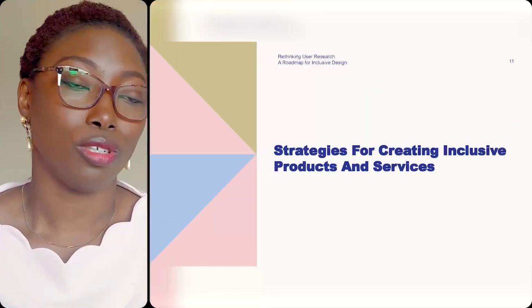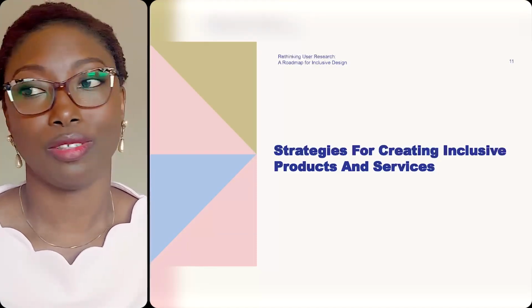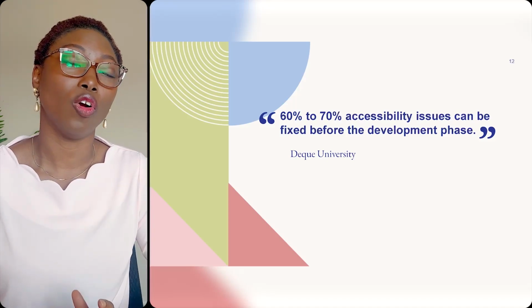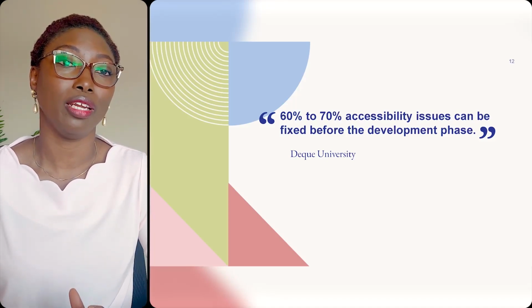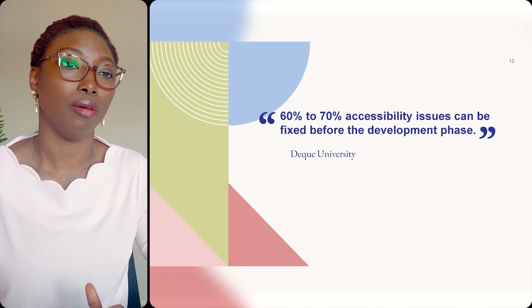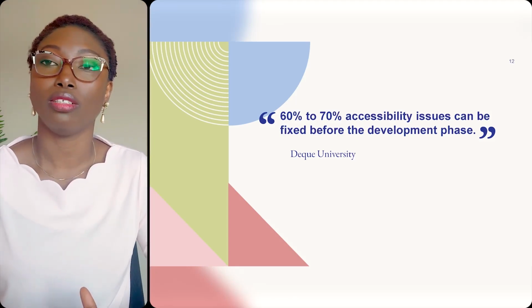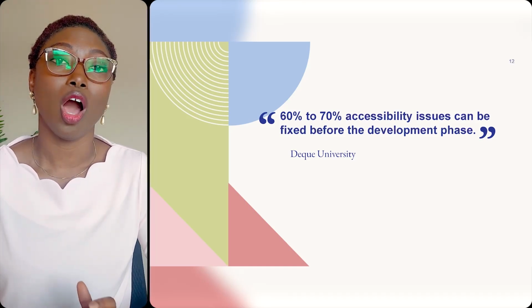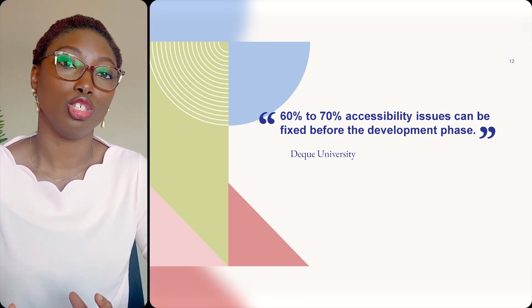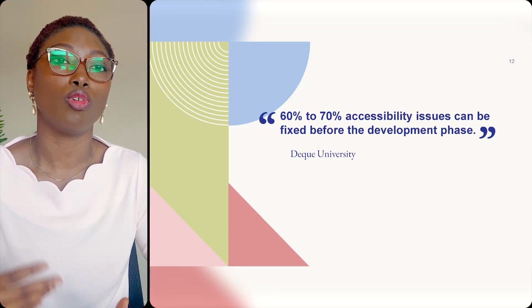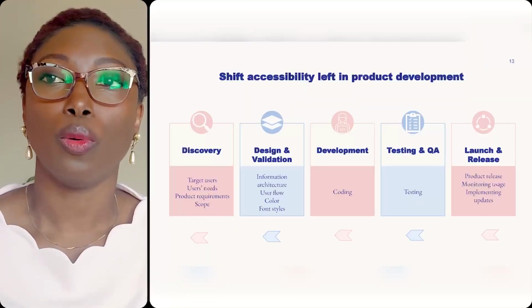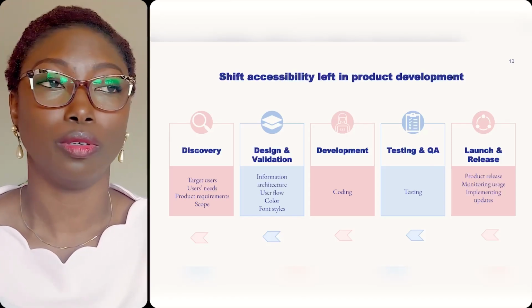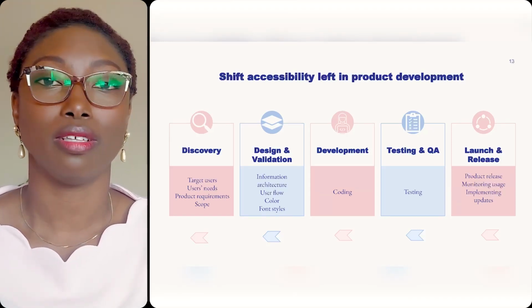What do we need to do to be able to build products that are inclusive? The primary thing we need to do is to move the implementation of accessibility to the very beginning of our product lifecycle. There's a research report from DQ University that says 60 to 70% of accessibility issues could be avoided or tackled at the design phase. So I have here the design, or I would say product development, cycle.